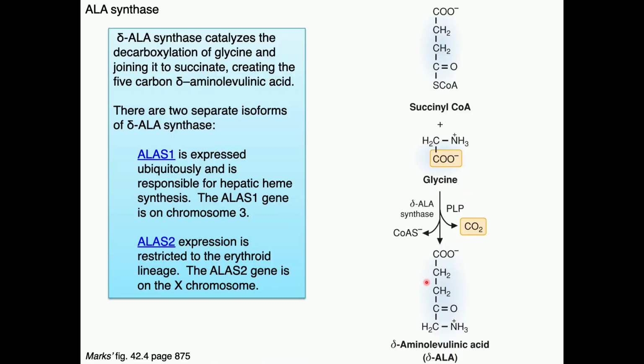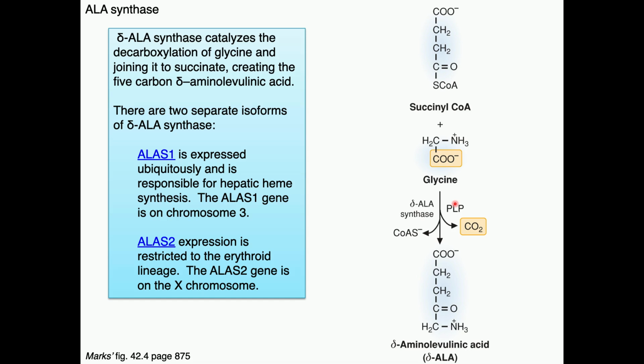Okay, so that ALA synthase in both hepatic cells and in erythroid precursors is dependent on pyridoxal phosphate. However, the regulation of the expression of the two enzymes is different in the two different compartments.